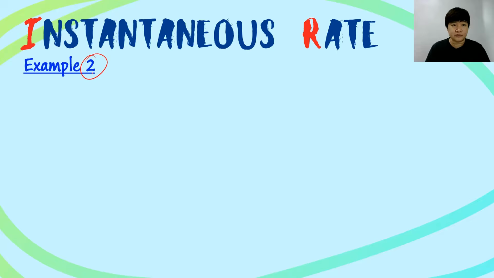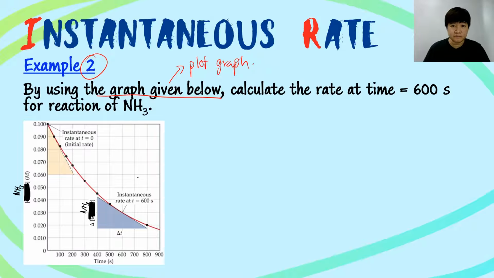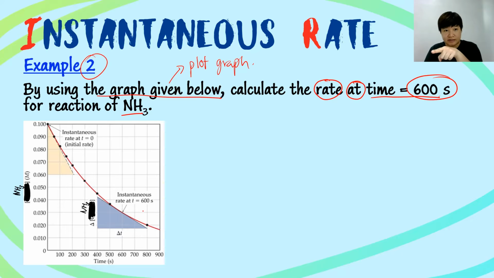Your second example today. Same thing, we are going to give you the graph because I'm going to save time, but bear that in mind, in the exam, you need to be able to plot the graph, okay, by using graph paper. Here is the graph given to you, and the question is asking to calculate the rate at a very specific time, 600 seconds. For the reaction of NH3, again, if you look at the curve of the graph, it is decreasing. So you know that your NH3 is a reactant. And the rate formula that you are going to use will be negative.